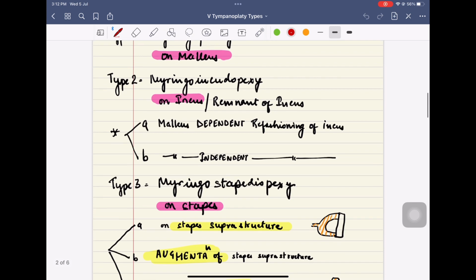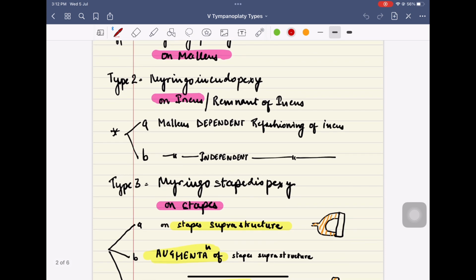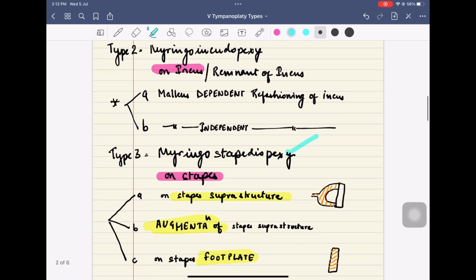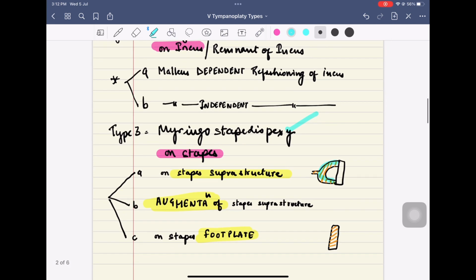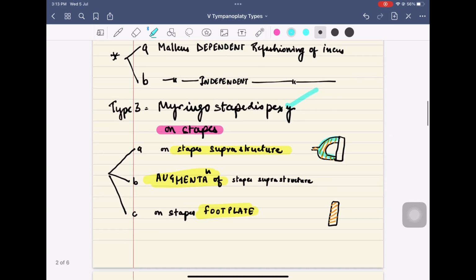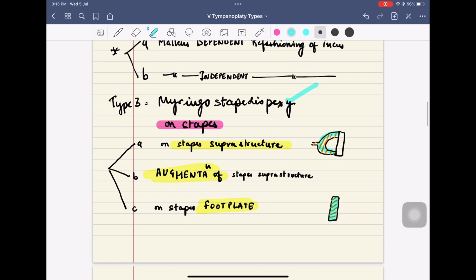Now it is further classified as type A, B and C. Type A is when the graft is placed on the stapes suprastructure. Type B is when we do augmentation of the stapes suprastructure. Augmentation is usually done with the help of a cartilage. Type C is when we do placement of the graft on the stapes footplate.